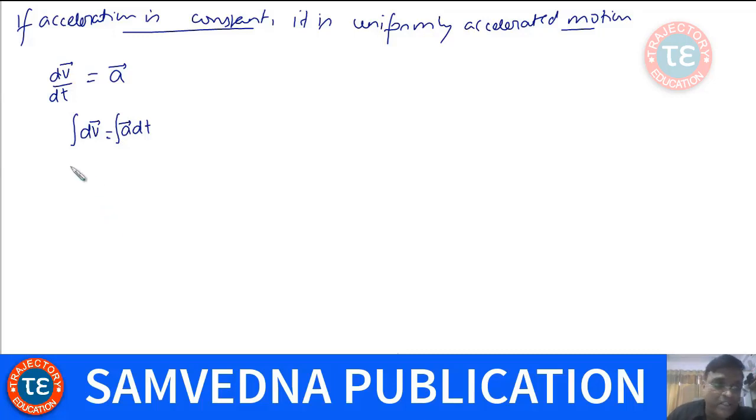Integrating this will give me v equals, since a is constant, a t plus some constant. Whenever you carry out an indefinite integral, you have to add one constant, right? And why you are doing this, you will understand well when you read the chapter on indefinite integral.